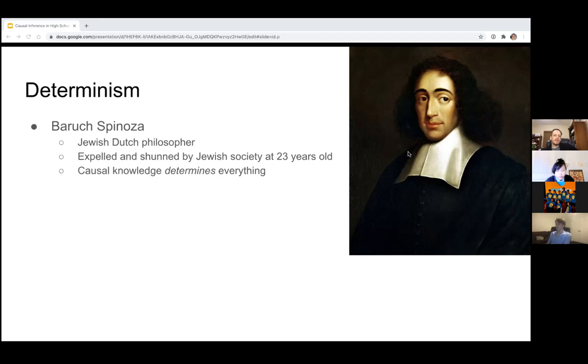But here it's pretty interesting. I'm sure a lot of you have thought about it, when you want to find out something, you've got to know the causes, and then you can make those predictions. But if you really knew everything down to the atom, down to the subatomic particles, there's nothing you can't know, or at least that's what Spinoza said.